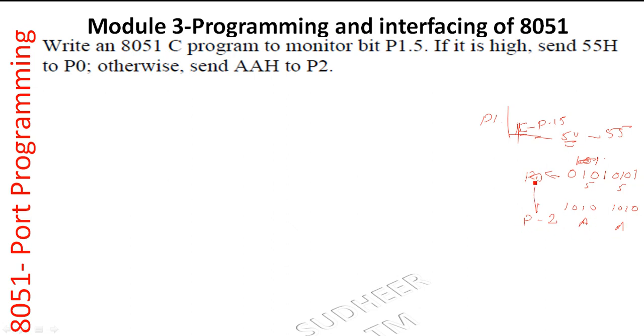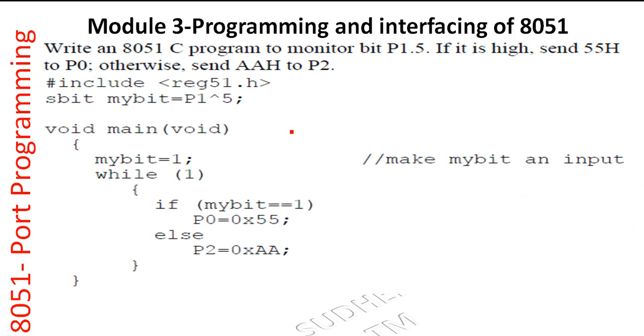Okay, so let's check how we can do it. The header statement is reg51.h actually. Then sbit mybit is equal to P1 raised to 5, like P1.5 in assembly level programming. In void main, mybit is equal to 1, to make mybit an input port. Why this statement? We need to configure port 1.5 only, we don't want to configure other bits of port 1. So mybit is equal to 1 first. Now while(1) for an infinite loop.